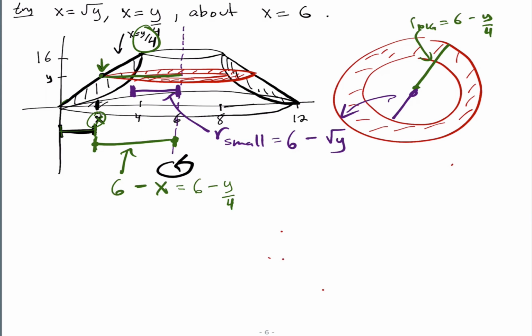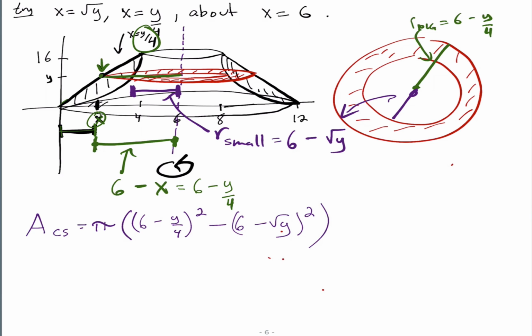And then everything else is the same, right? So the area of the cross section is pi times 6 minus y over 4 squared minus 6 minus square root of y quantity squared, right? So that's big minus small. Don't forget to square each of them.